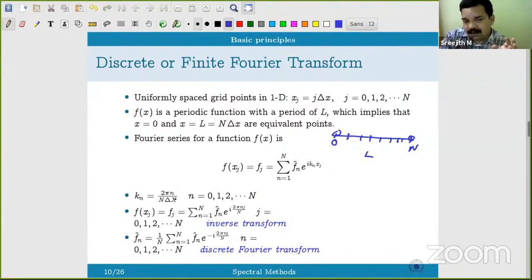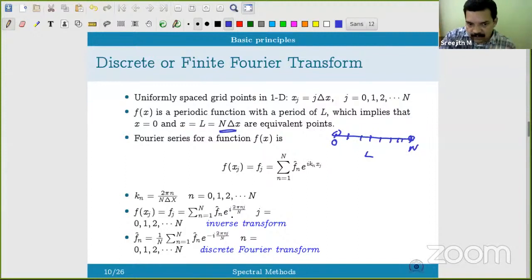That's the wave number. If you want to take it as an integer value, the length of the domain should be taken as 2 pi. If it is not 2 pi, you have to divide by L, and it will be 2 pi by L into n. L is equal to N delta x actually. And f of x_j is equal to f_j equal to sum of f_n e raised to i 2 pi n j by N, if you substitute k_n equal to 2 pi n by N delta x. Now, this is known as the inverse Fourier transform.